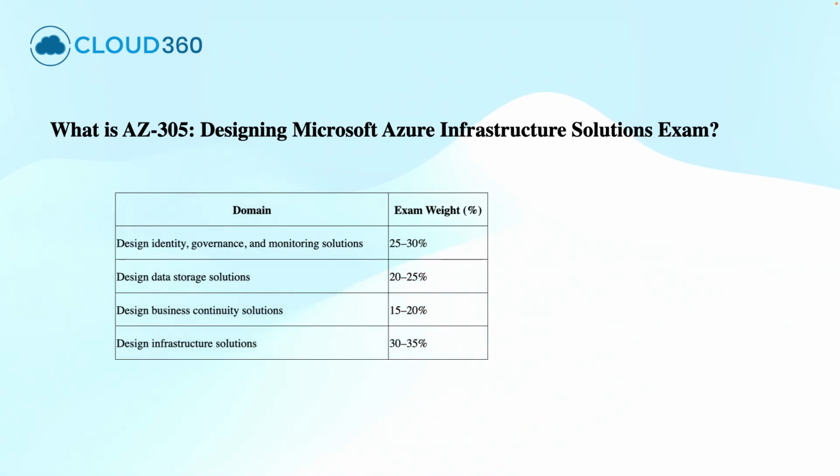The first domain is design identity, governance, and monitoring solutions, which covers 25 to 30% of the exam. This is a significant portion of the exam. It covers designing identity and access management with Microsoft Entra ID, implementing role-based access control, setting up governance with Azure policies, and planning monitoring solutions using tools like Azure Monitor and Log Analytics. These are foundational skills that are required for securing and managing your Azure environment.